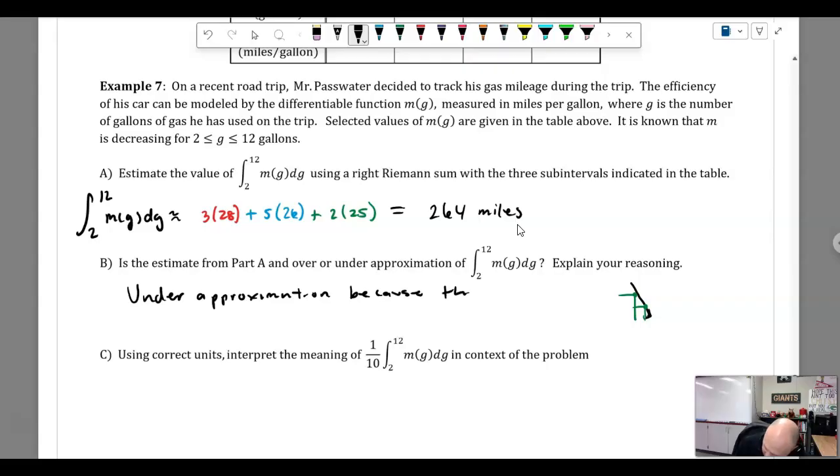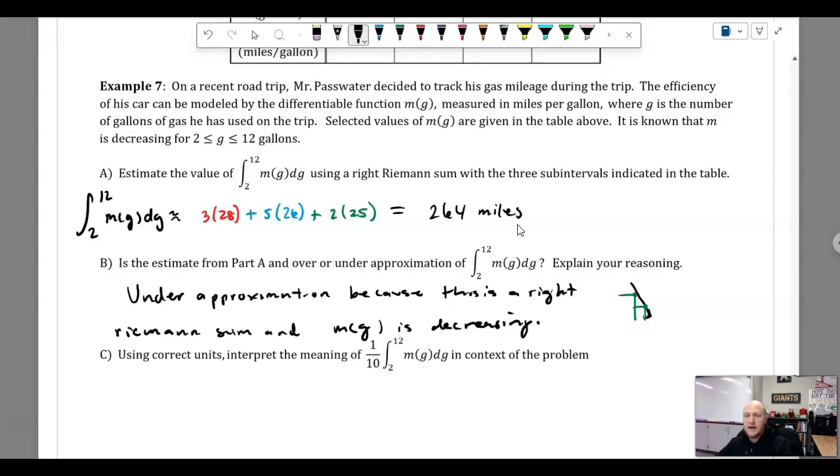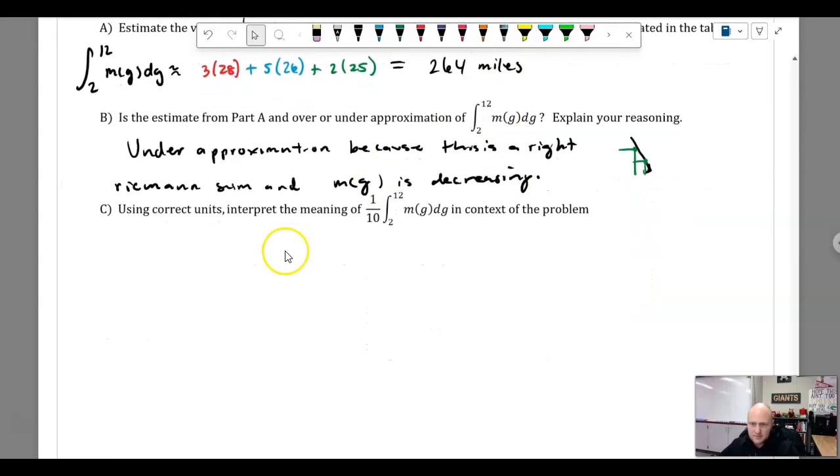because this is a right Riemann sum, and m of g is decreasing. So there you go. Not too bad. Okay, and then C, last part here.